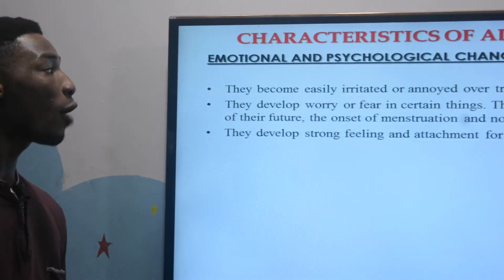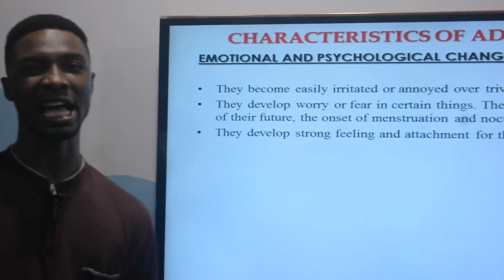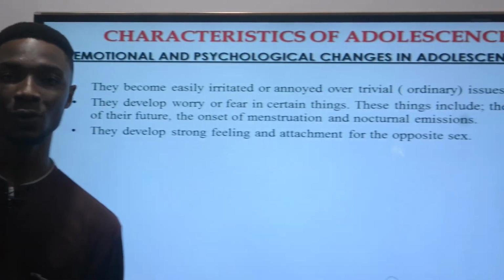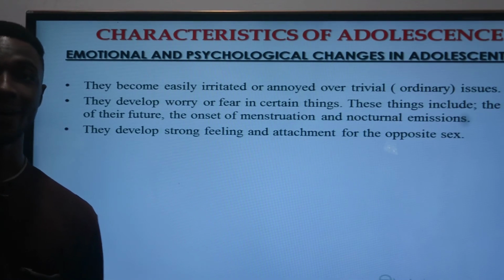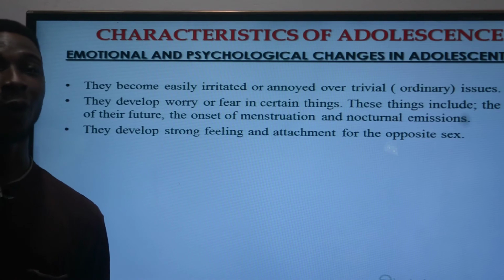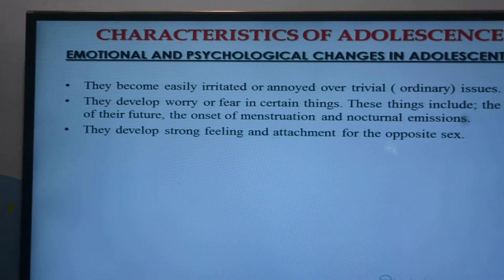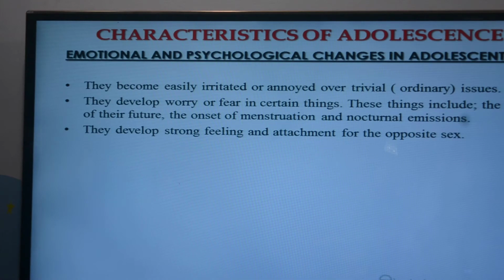They develop worry or fear in certain things such as the fate of their future. The adolescent is much concerned about what happens to him or her in the near future. Whether he or she is going to be a big chief or a rascal. So they are much concerned about what happens to them in the near future. The onset of menstruation and nocturnal emissions also destabilize them.